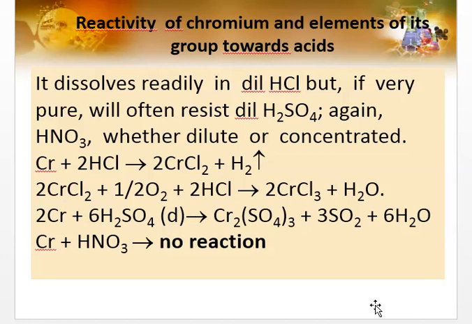Chromium we can dissolve readily in diluted hydrochloric acid, but if very pure, it will often resist diluted sulfuric acid. Again, nitric acid, whether dilute or concentrated.